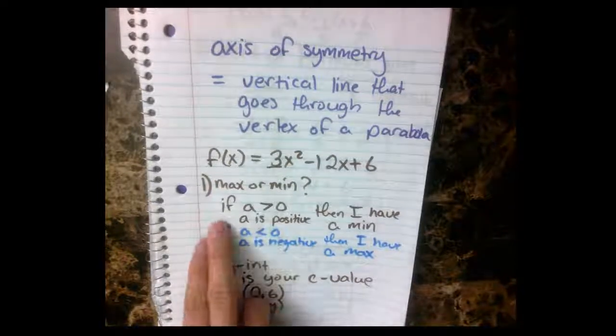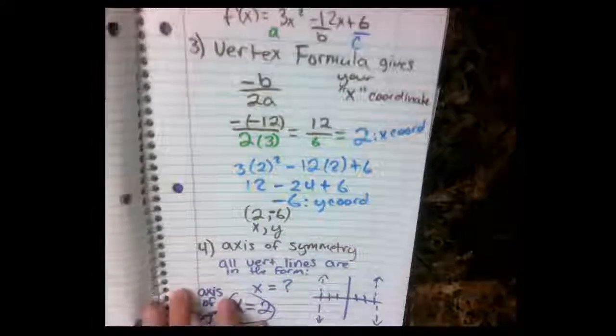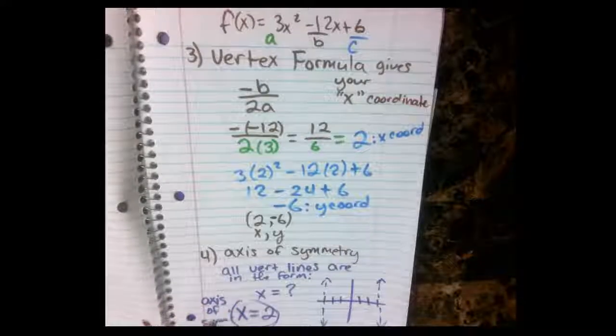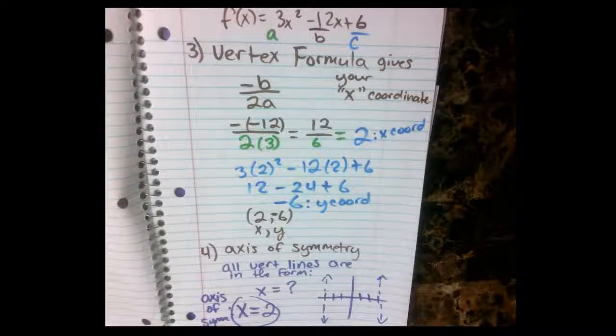Your max or your min, that's step 1. Your y-intercept is step 2. So this is that third page of your notes. I'm going to go ahead and move on to the fourth page. And it's right here. So you find your vertex using your vertex formula, and then you find your axis of symmetry. Alright. So those are your 4 pages of notes for this particular just graphing quadratics.